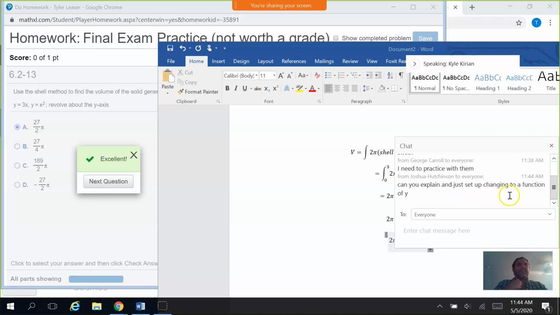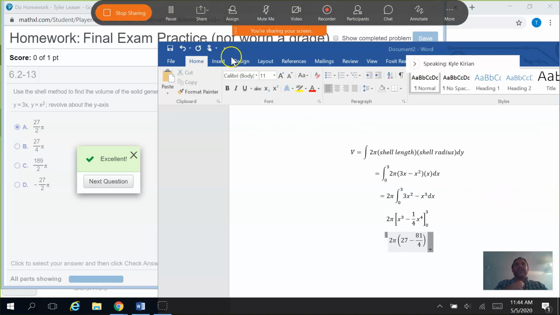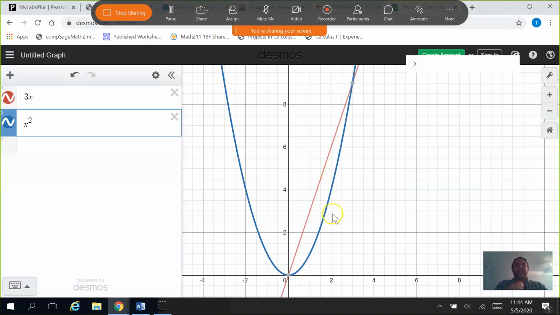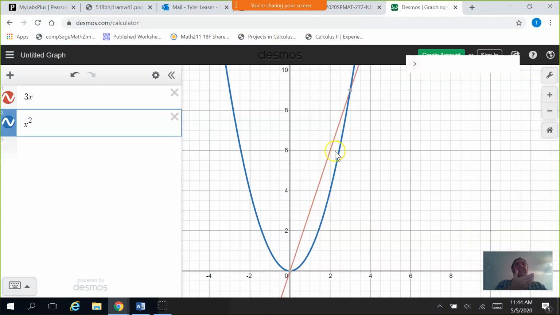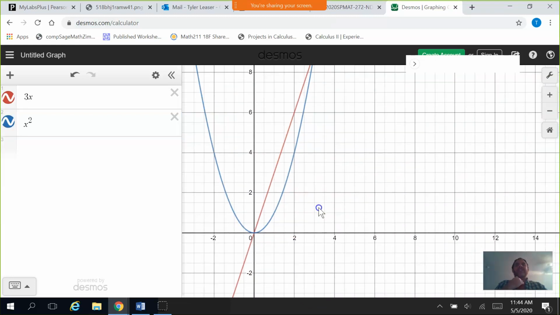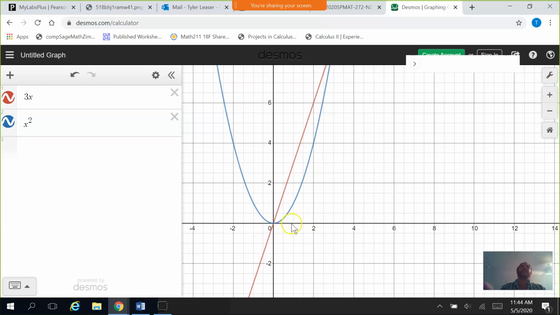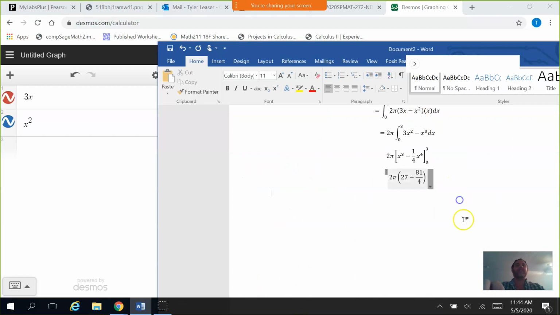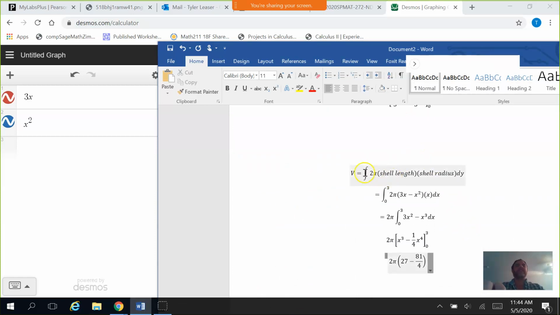Can you explain and just set up changing to a function of y? Yeah, so if this was a question where it had this same area, but they wanted you to rotate it around the x-axis instead. So if you had to rotate this around the x-axis, then your setup would be a little bit different. It would still be this, right? The same formula.